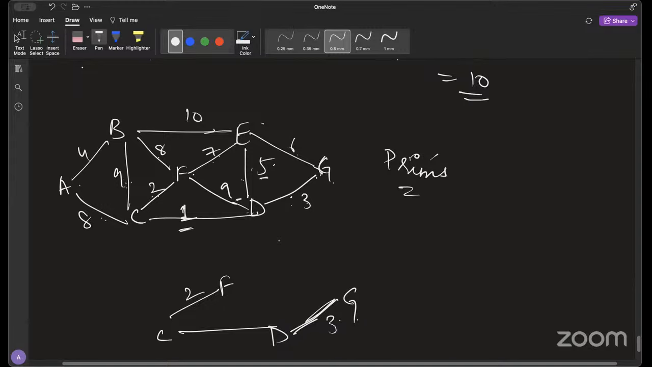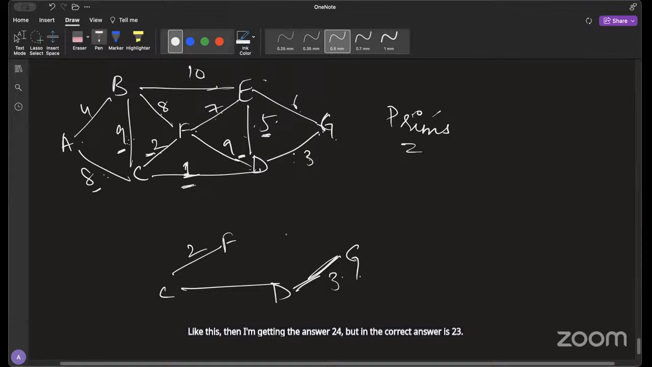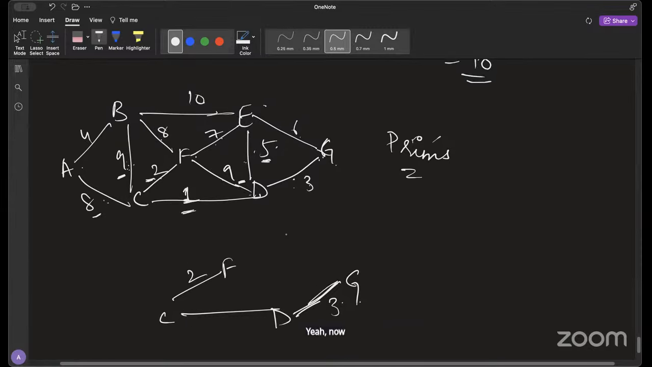Ma'am, I solved this question just to make sure: B to F, F to C, C to D, D to E, like this. Then I am getting the answer 24, but the correct answer is 23. Yeah, ma'am. Now you can draw A to B, 4. It's in the algorithm. Ma'am, A to B, and B to F.